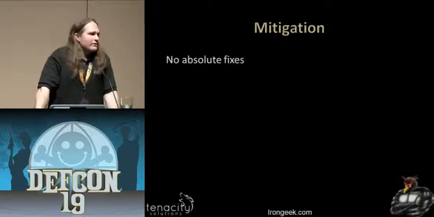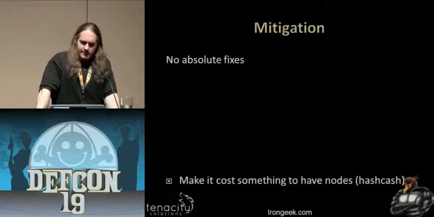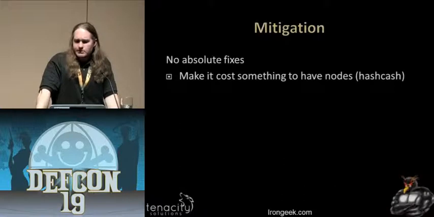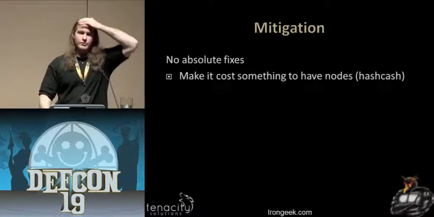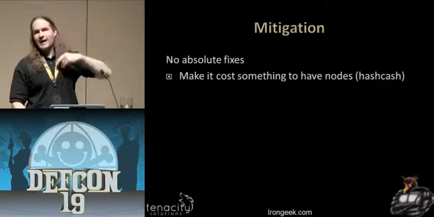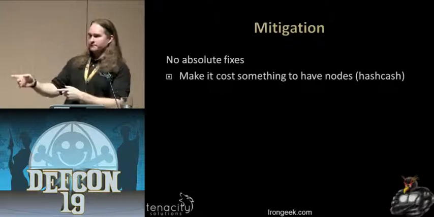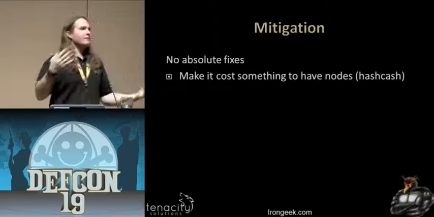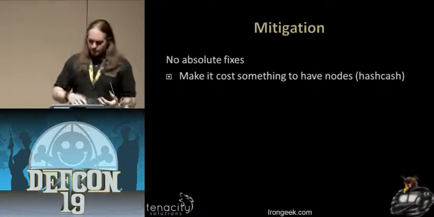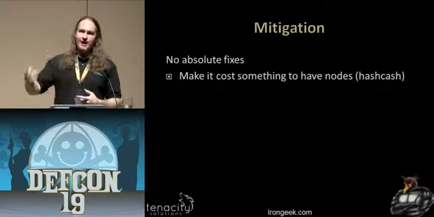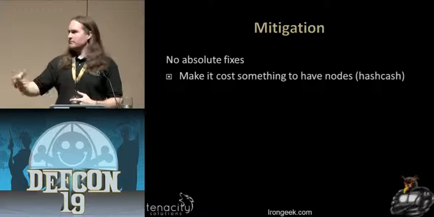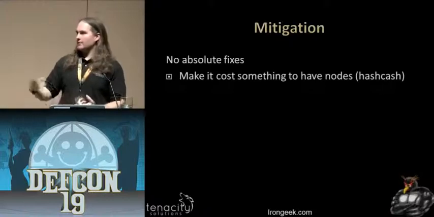Now, there's no absolute fixes out there for Sybil attacks. You can make it cost more to have nodes in the network so that someone can't spin up 5,000 nodes to try to manipulate it, using some kind of proof-of-work algorithm like hashcash. How many people are familiar with Bitcoin? Bitcoin is a similar concept. You have cryptographic problems that are easy to check whether or not someone got them right, but hard to actually calculate, or take longer to calculate CPU-wise.